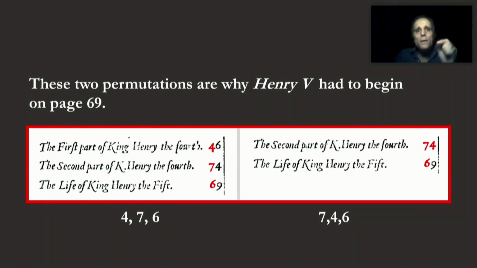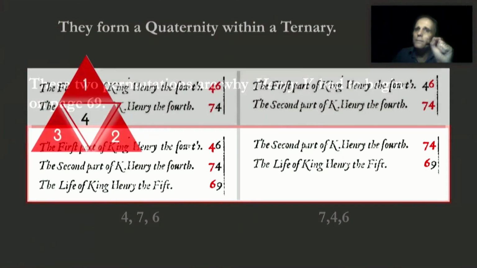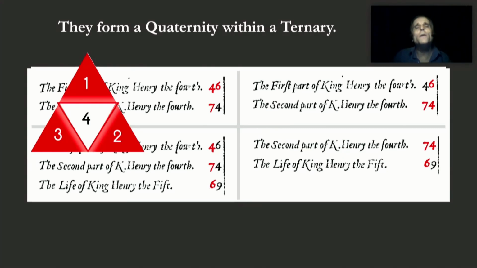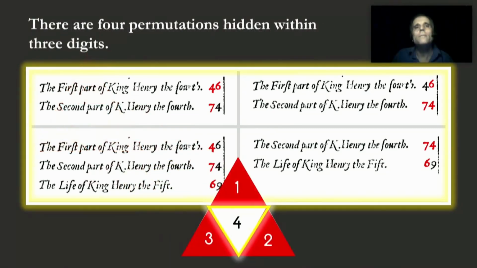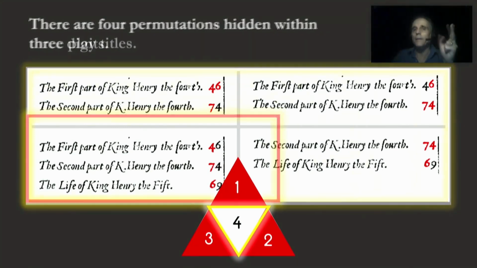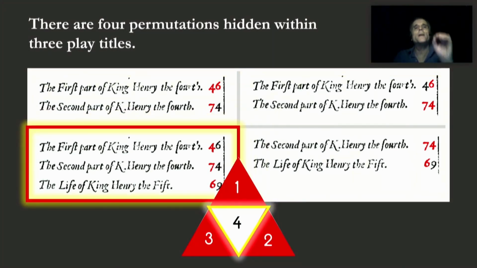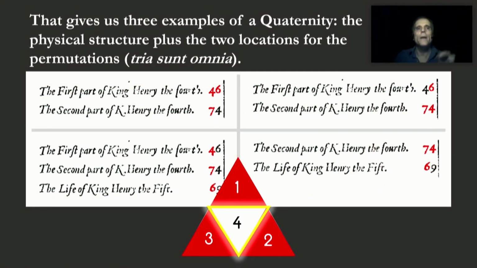It was just earlier this year that I noticed the following. They form a quaternity within a ternary, because there are 4 permutations hidden within 3 digits, and there are 4 permutations hidden within 3 play titles. That gives us 3 examples of a quaternity: the physical structure, plus the 2 locations for the permutations. This satisfies the maxim tria sunt omnia, or 3 is all.